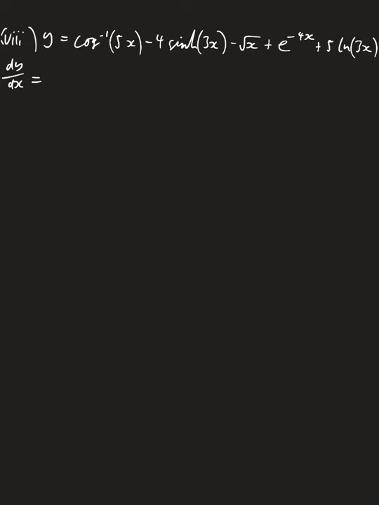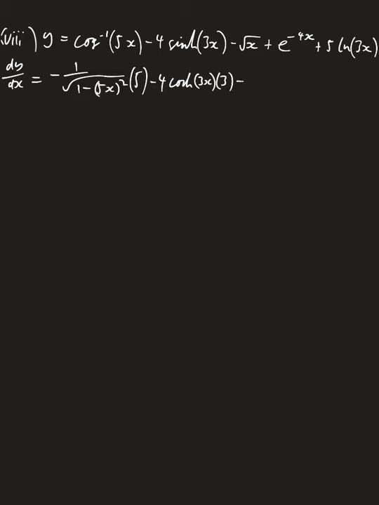The derivative of inverse cosine of x, you've seen it before, it's minus 1 over the square root of 1 minus x squared. Here we have 5x, so it's minus (5x) squared. Don't forget to put that in brackets. Times the derivative of what's inside, which is just 5. Minus 4. The derivative of sinh is cosh, so it's going to be cosh of 3x. Chain rule, the derivative of what's inside is 3.